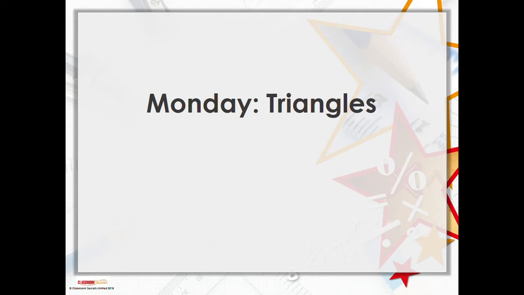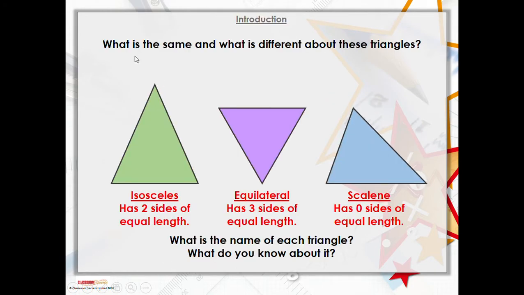Good morning, guys. Today in maths, we're going to be looking at triangles. So first thing we need to do is identify the different types of triangles. And we've got three different types of triangles here.